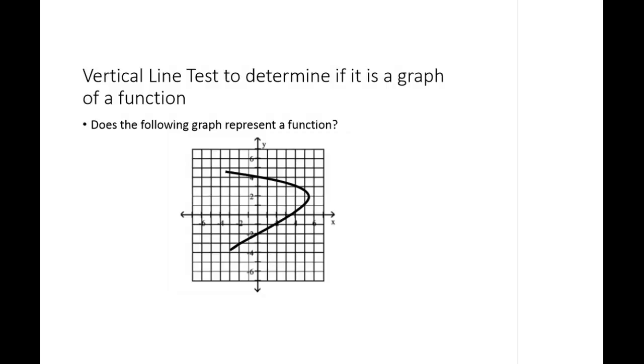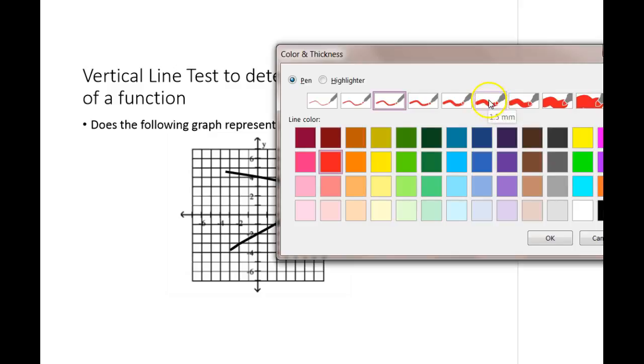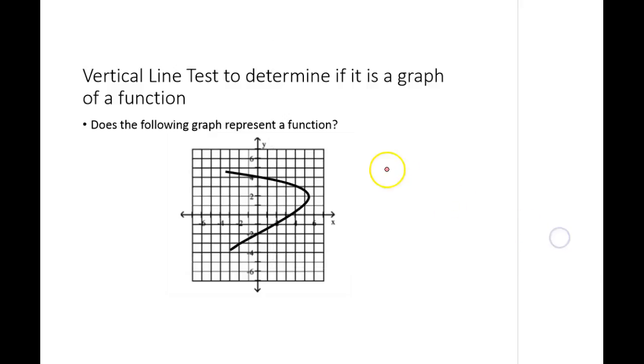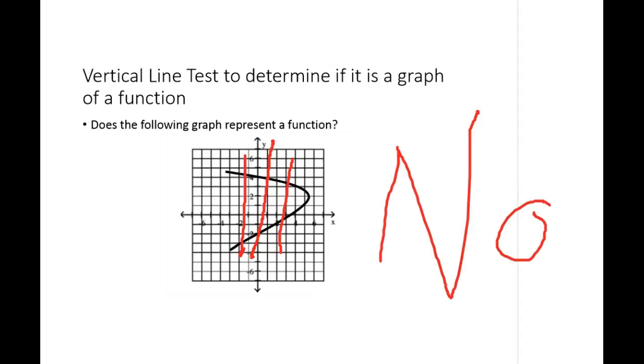Using the vertical line test to determine if a graph is a function. I'm going to change colors of my pen here. Let me see if I can find a thicker pen. That's going to be better. Now, if I can draw a vertical line and hit the graph in more than one place, and I can do this in lots of places, it is not a function. So is this a function? No.